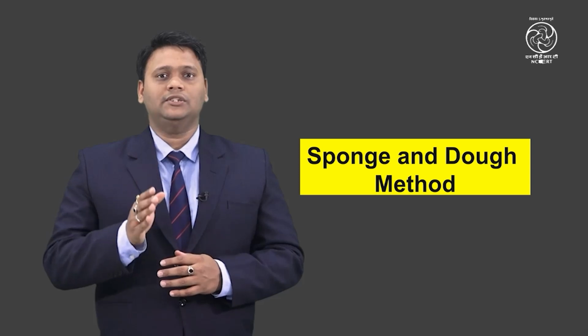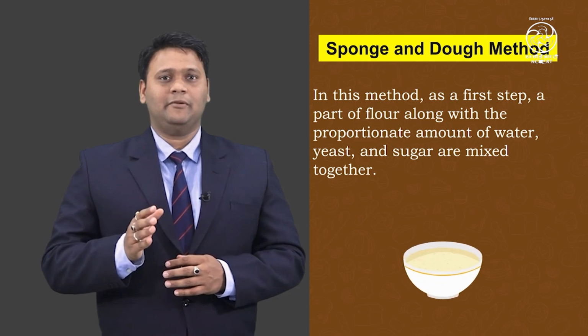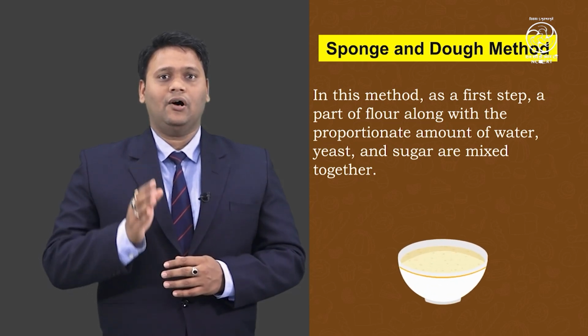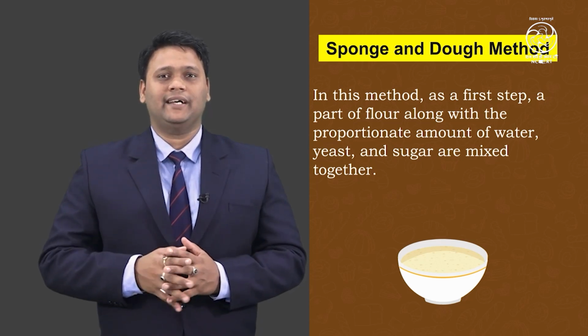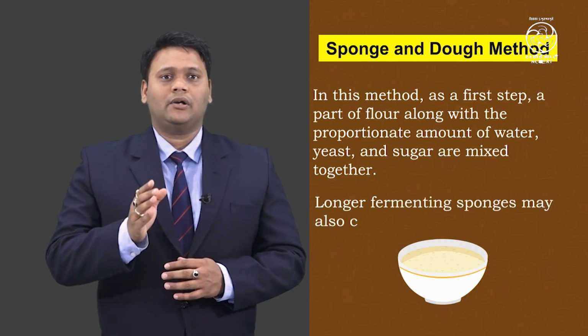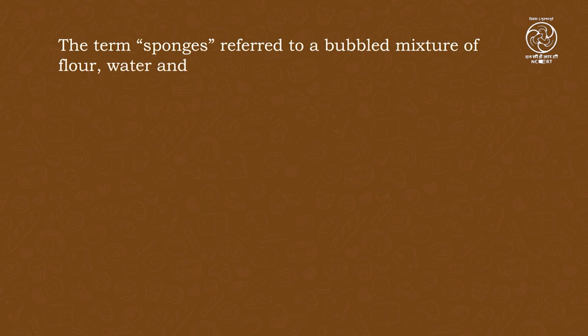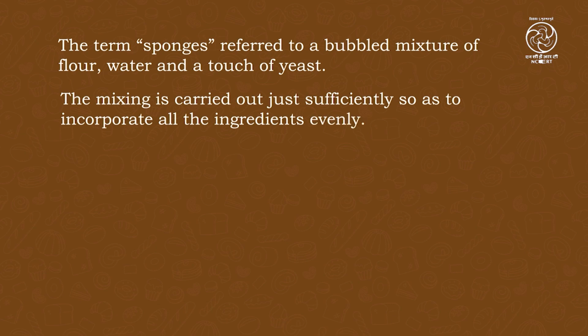Fifth is sponge and dough method. In this method, as first step, the part of a flour along with the proportionate amount of water, yeast, and sugar are mixed together. Longer fermenting sponges may also contain some amount of salt. Students, here the term sponges refer to a bubbled mixture of flour, water, and a touch of yeast. The mixing is carried out just sufficiently so as to incorporate all the ingredients evenly.